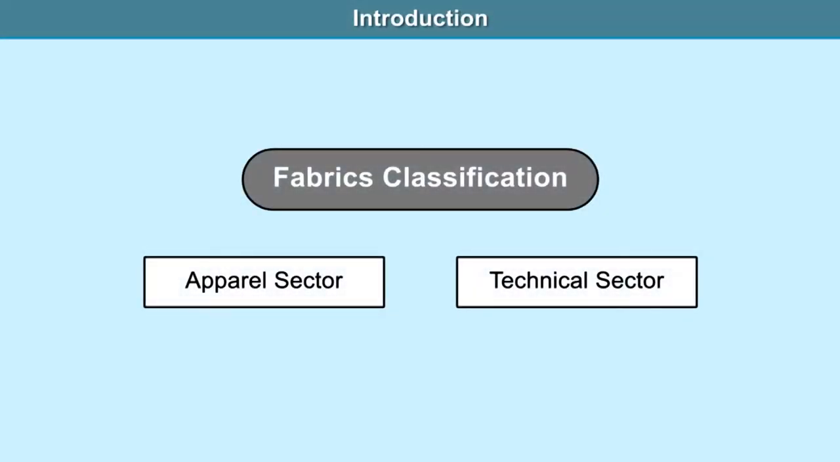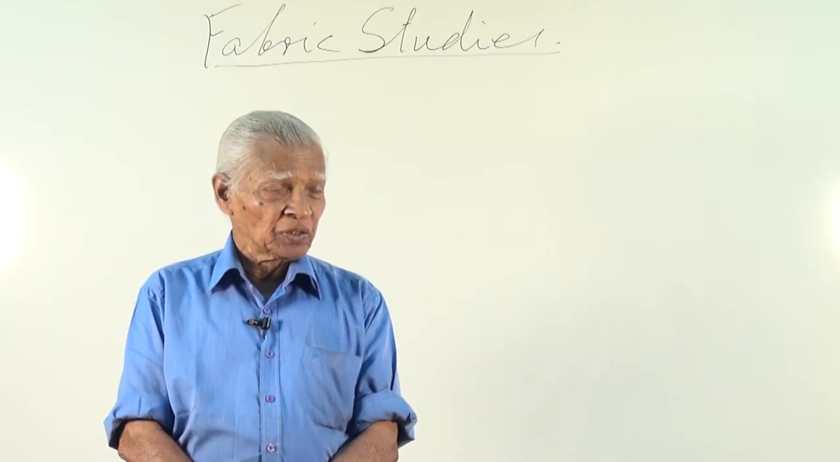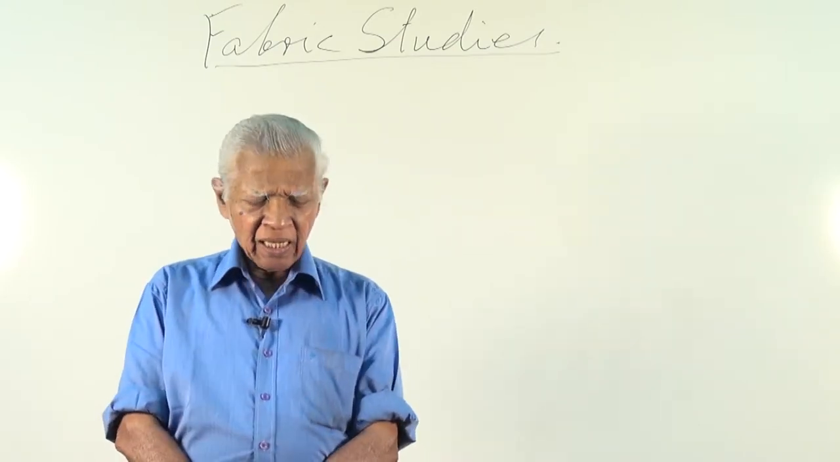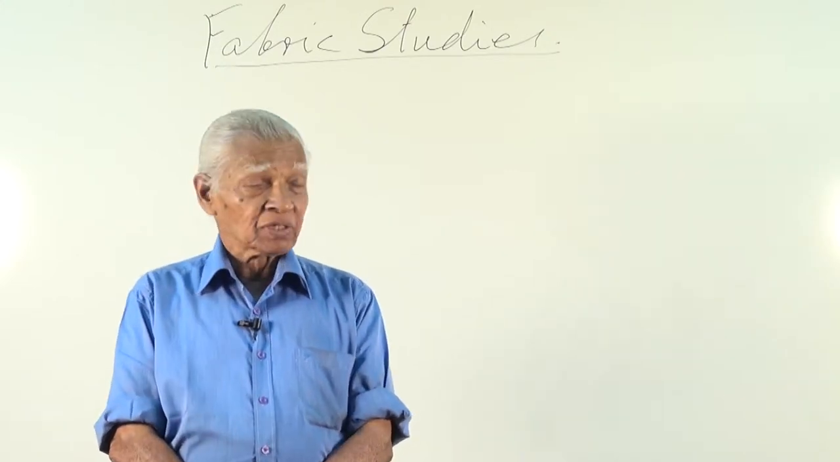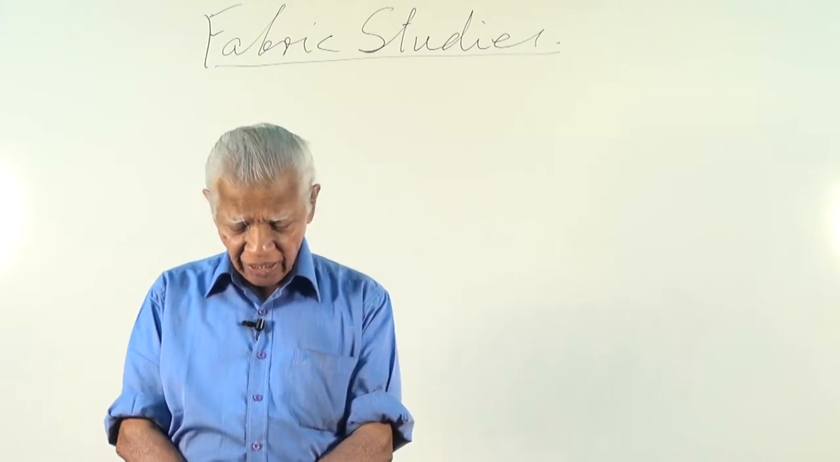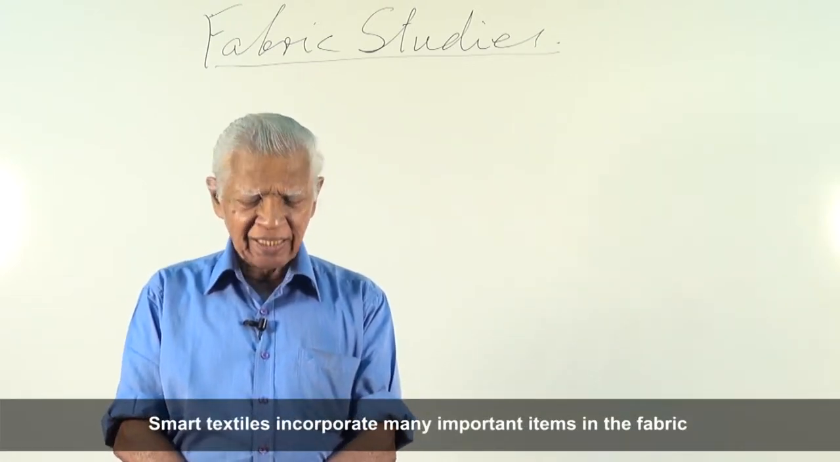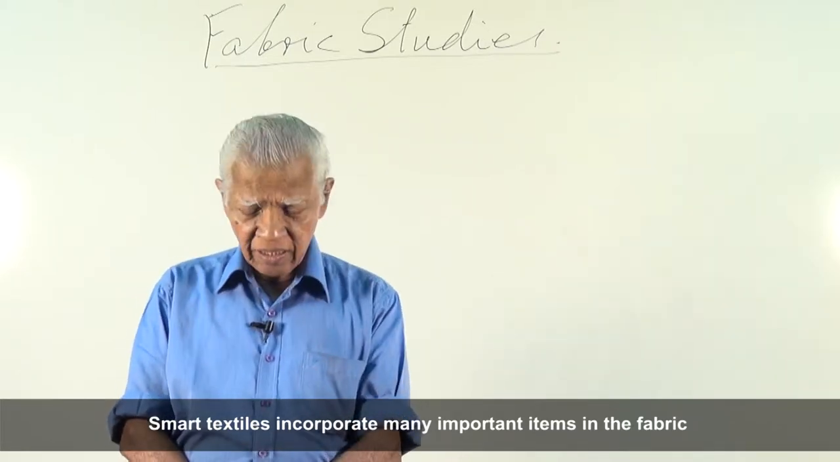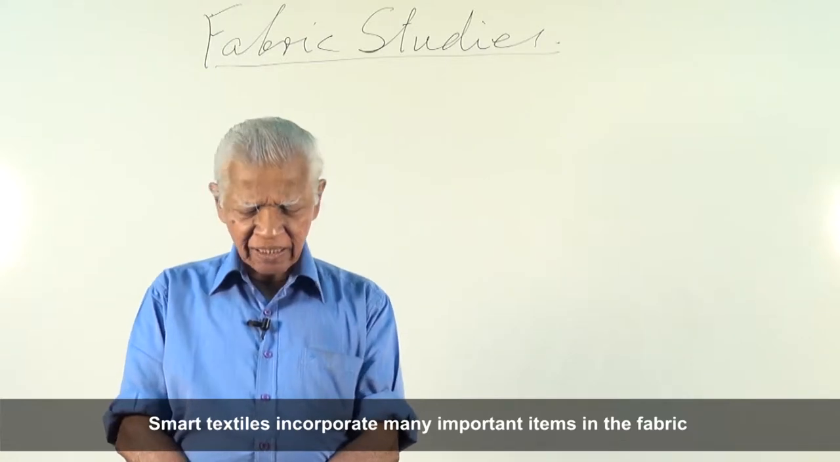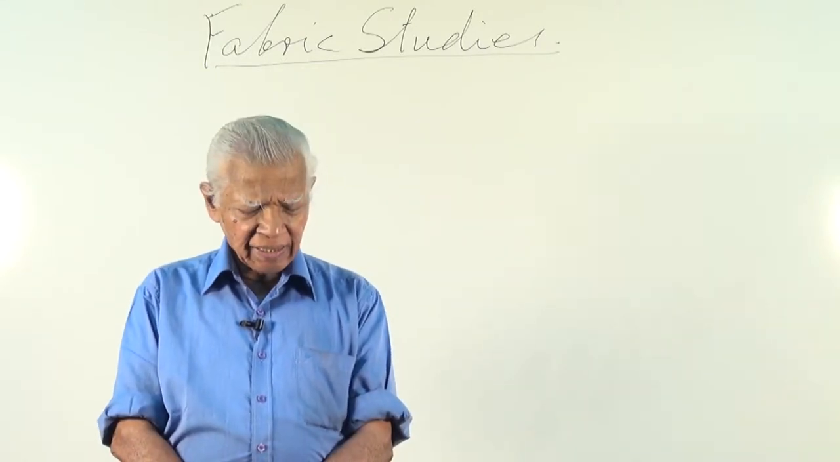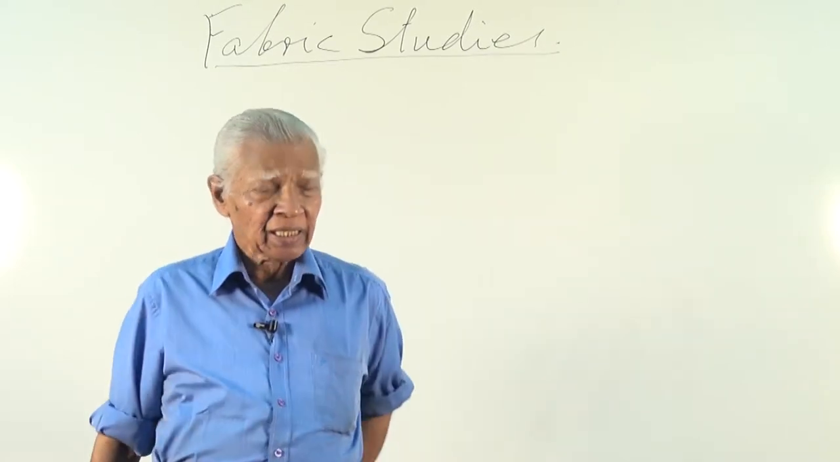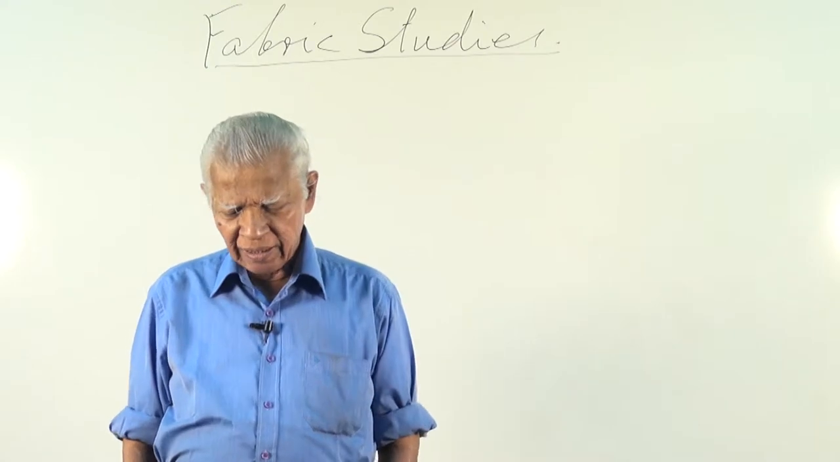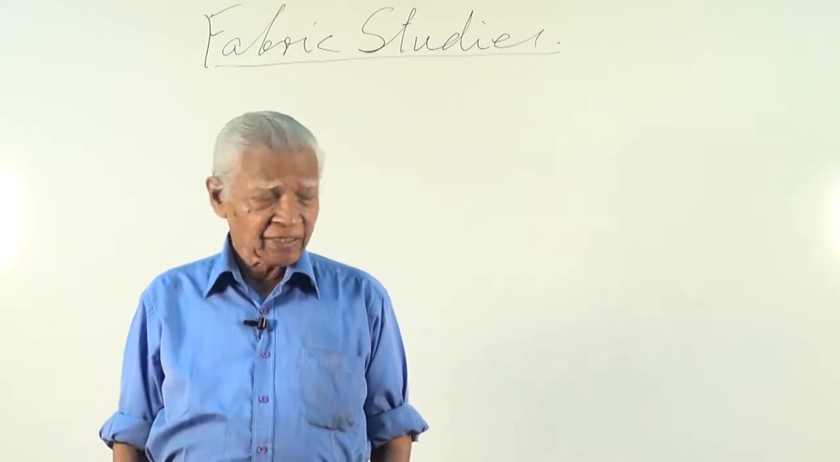The fabrics which are used are classified into two categories. One is the fabrics which are meant for the apparel sector, and the other one which are meant for the technical sector. Today, the proportion of fabrics which is produced for technical textiles is quite high, and some years ago, textiles was only thought of being used for apparel purposes, but today we hear what are called smart textiles, which incorporate many of the important items in the fabric, so to say, the measurement of pulse in the body, measurement of temperature in the body, and they provide a lot of applications in that way.